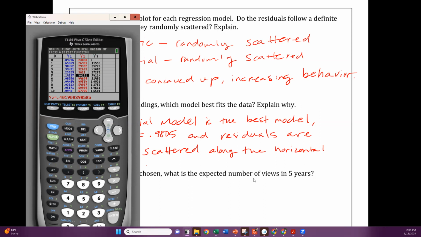Oh, it said 5 years. 5 years is 60 months, guys. 5 years, sorry, not 5 months. It's in terms of months, and we need to find out how many it's going to be in 5 years. So we need to go all the way down to 60. If I didn't want to scroll all the way down to 60, that's where we use our table settings. So second window, and I just want to go to 60. So I'm going to type in 60, like start at 60 for me. And when I go there, I can see, okay, for Y2. So according to our Y2, it would be about 124.61. So 124.61 million views.